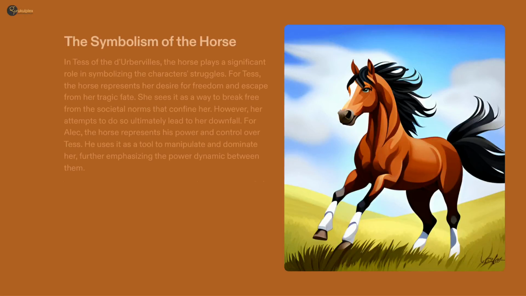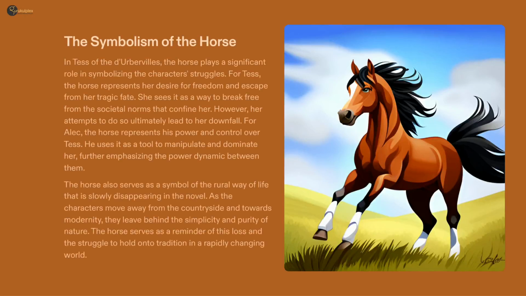Tess of the D'Urbervilles has a strong and meaningful horse which reflects the character's battle with societal norms that confine them. Tess regards the horse as a way to escape her destiny, while Alec uses it to control and govern her. The horse also serves as a cue of the rustic life which is vanishing in the novel. It stands for the struggle to maintain traditions in the face of modernization and alteration.